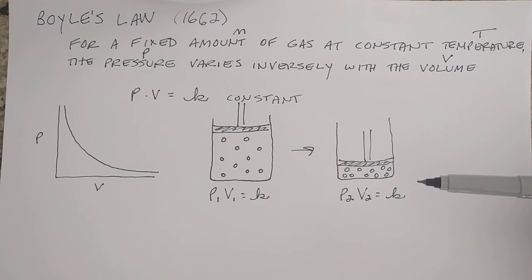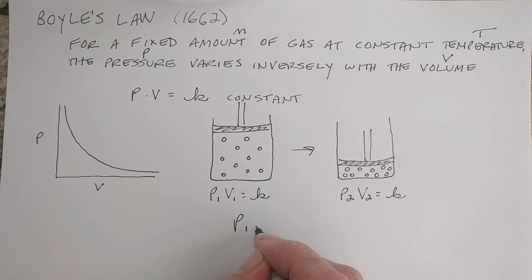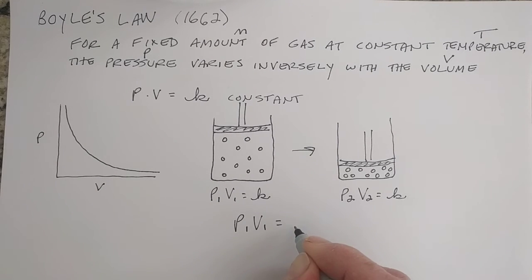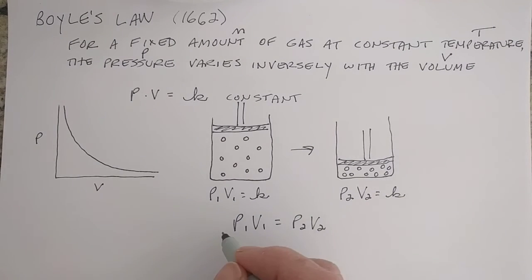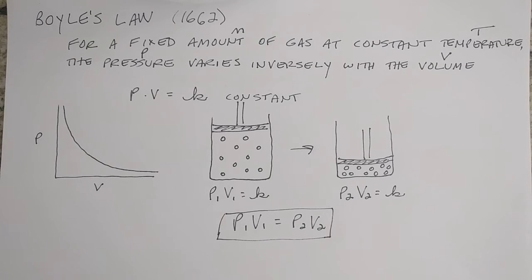So as the volume goes down, the pressure goes up. That is what Boyle's law is saying. Well, if P1, V1 equals some constant K, and P2, V2 equals that same constant K, that means that P1, V1 has to equal P2, V2. We can just substitute in with algebra. So this is the form of Boyle's law that we use most frequently.